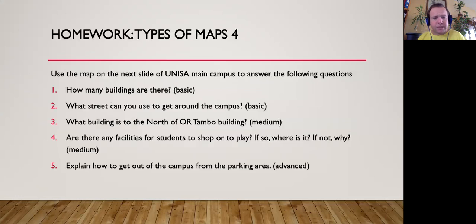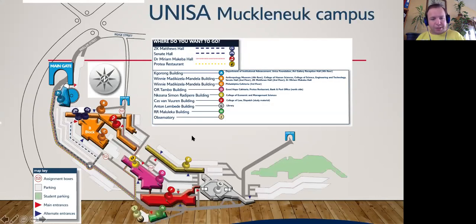Now, what I want you to do is the following homework. You're going to be given a map of UNISA, which is on the next slide, the last slide, and you have to answer certain questions. The questions are related to the D building over here. You will need to know what the name of the street is over here, and how to get out of the university. You also need to see how many buildings there are and so on. I want you to try that out, and then we'll go through the answers as soon as possible.